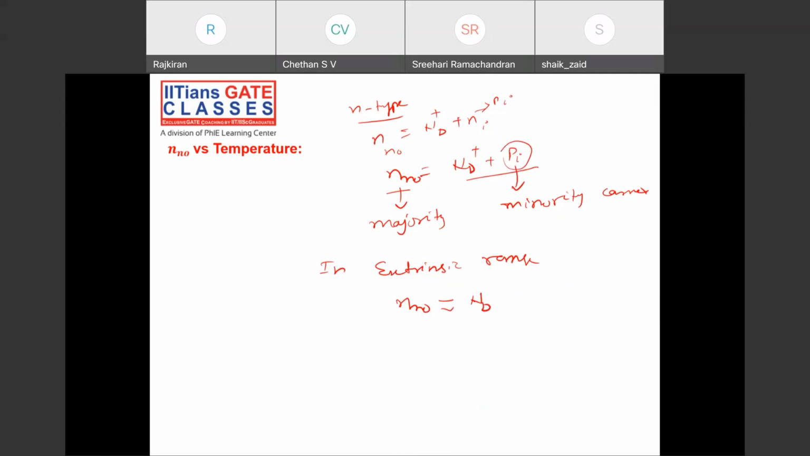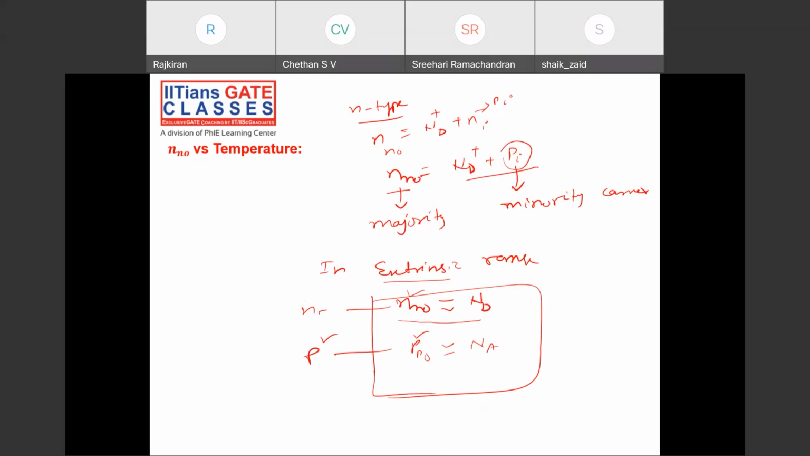So the bond model gives you an idea of what an extrinsic semiconductor is, how in N-type electrons are coming, and how in P-type holes are coming. Also it tells you that in the extrinsic range the total concentration of electrons is Nd, and the total concentration of holes in a P-type semiconductor is equal to Na, the acceptor atoms. That's all this bond model is giving. Clear? So this is all about the bond model.